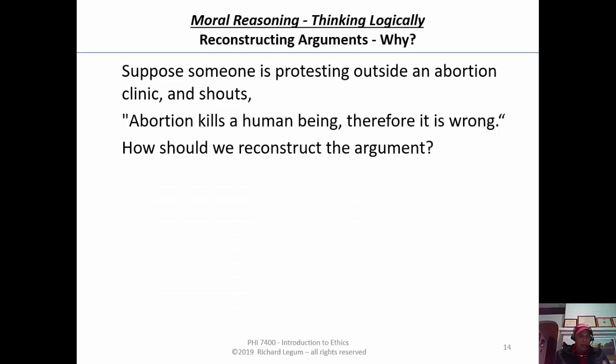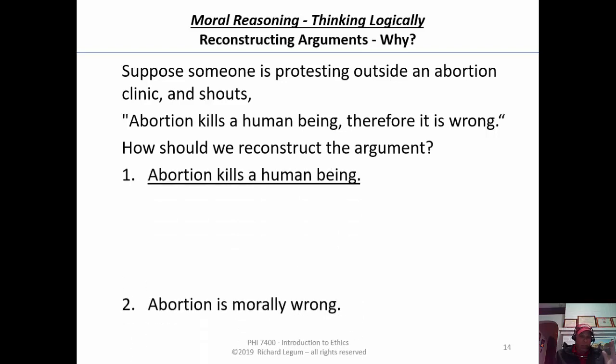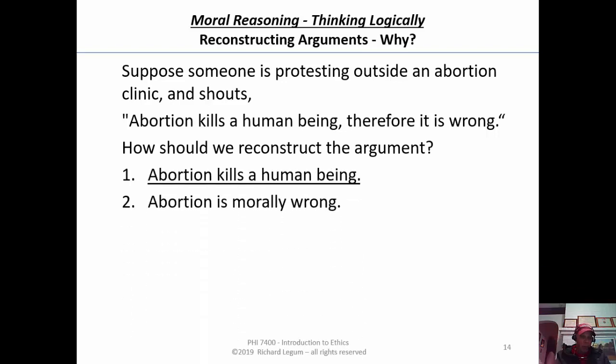Okay, so the conclusion is abortion is morally wrong. Should have written that down first. And the other statement is a premise: abortion kills a human being, therefore it is wrong. So we have the premise, we have the conclusion, so now we have reconstructed the argument.